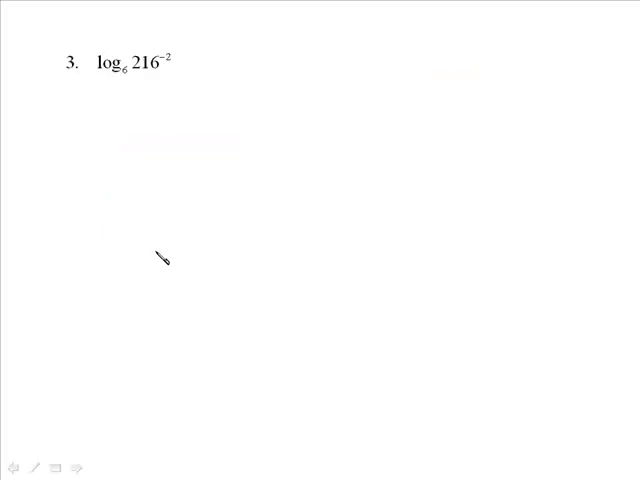Try another one. Now the power law is not absolutely required for these ones because many of you will take this 216 to the negative 2 and just write it as 1 over 216 squared and then go 6 to the y is equal to that and you're fine with it. But I'm going to use the power law even so.